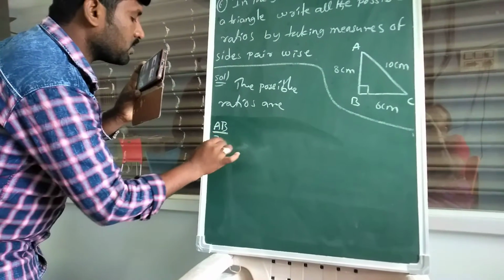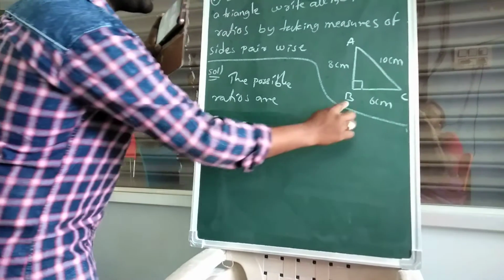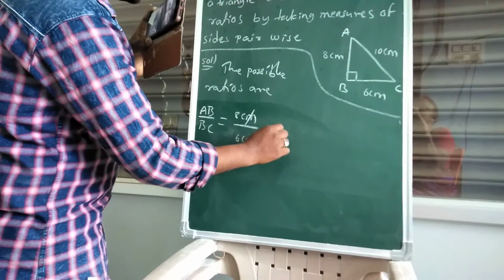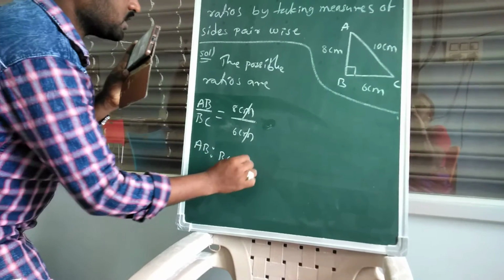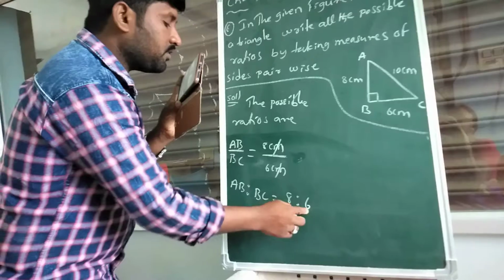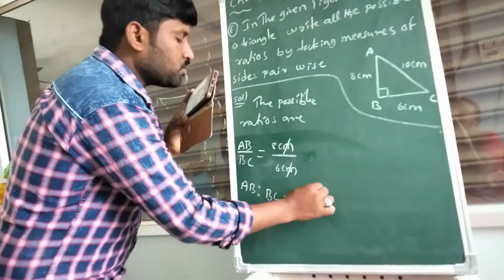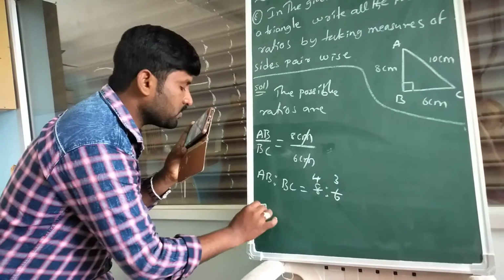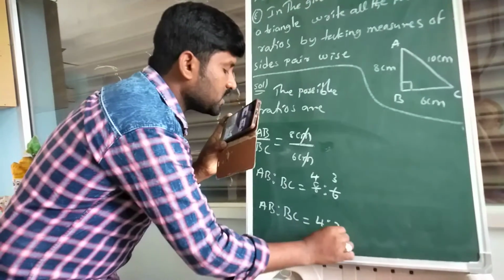AB by BC. AB means what? That is 8 centimeter by BC means what? That is 6 centimeter. Then centimeter cancel. Then we can write AB is to BC is equals to 8 is to 6. Now what is the HCF of these two numbers? The HCF of these two numbers is 2. So cancelling with 2, 2 3s are 6, 2 4s are 8. Then we can write AB is to BC is equals to 4 is to 3.